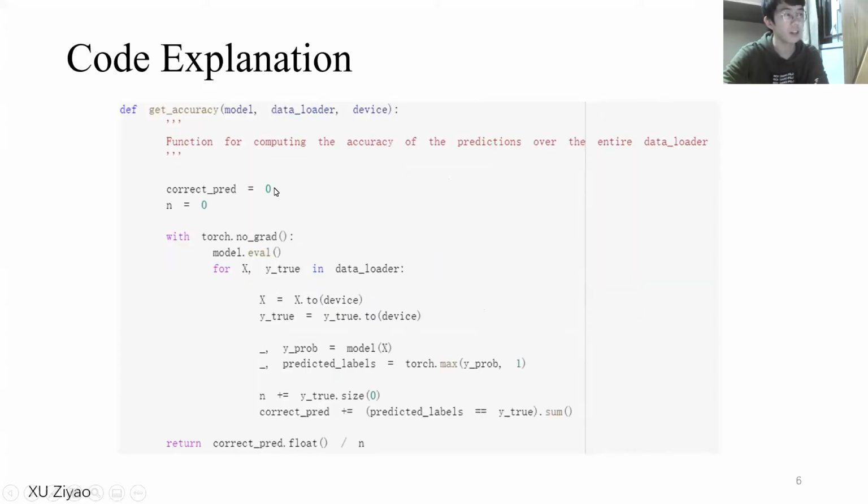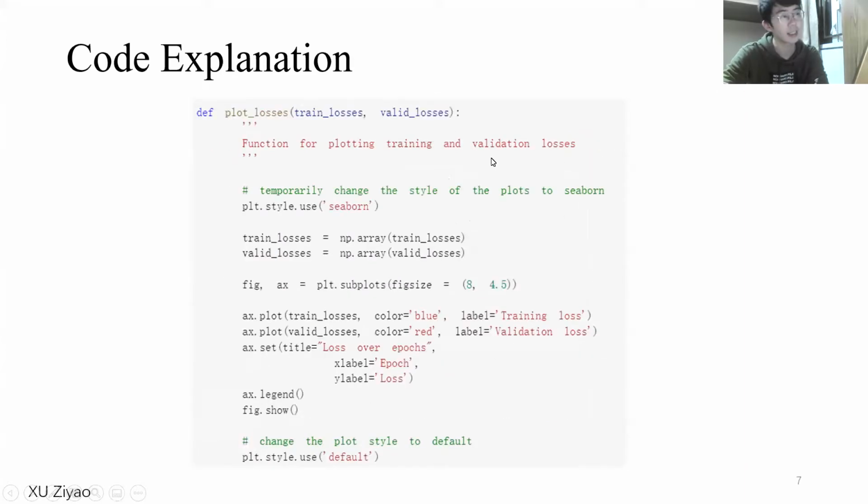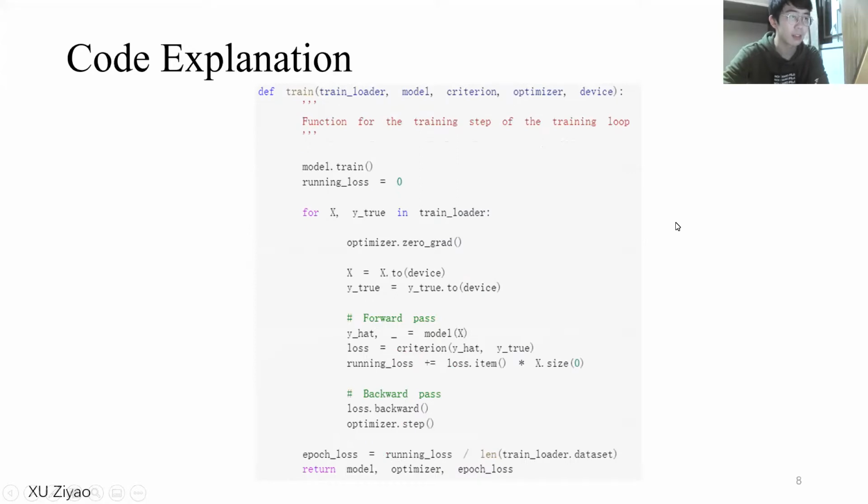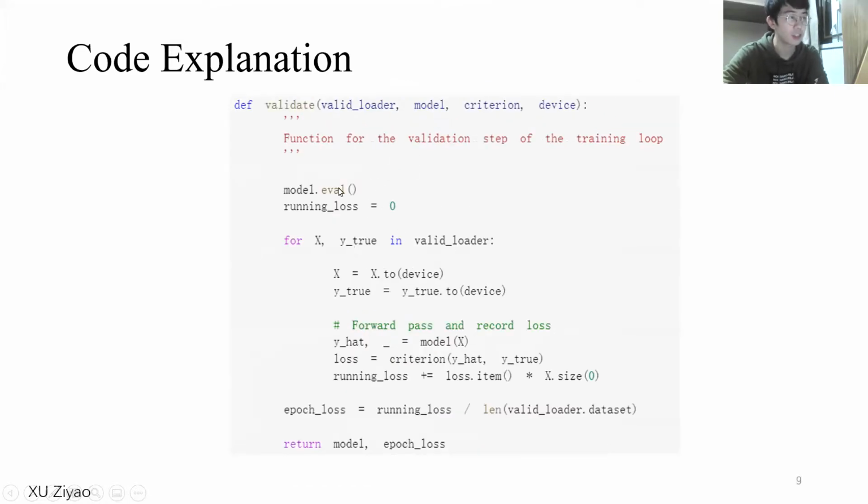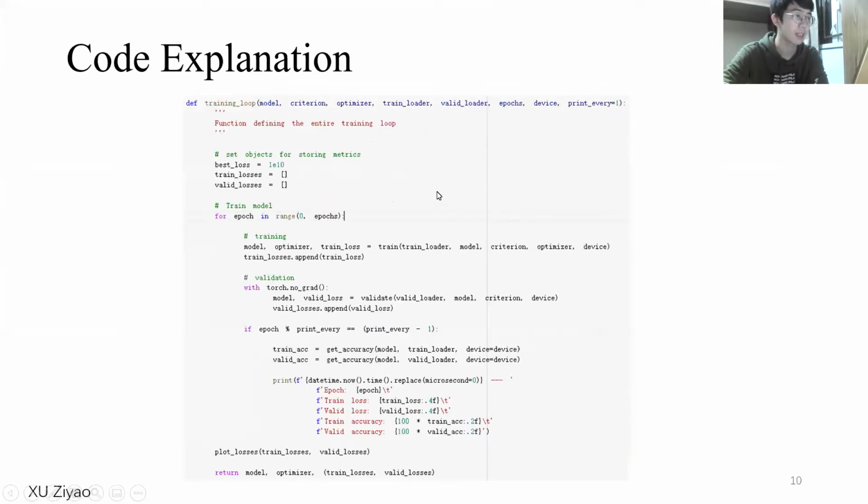The next is the function for computing the accuracy of the prediction over the entire data loader. The next is the function for plotting training and validation losses. And this is the function of the training step of the training loop. And next, the function for the validation step of the training loop. This part is the function of defining the entire training loop.